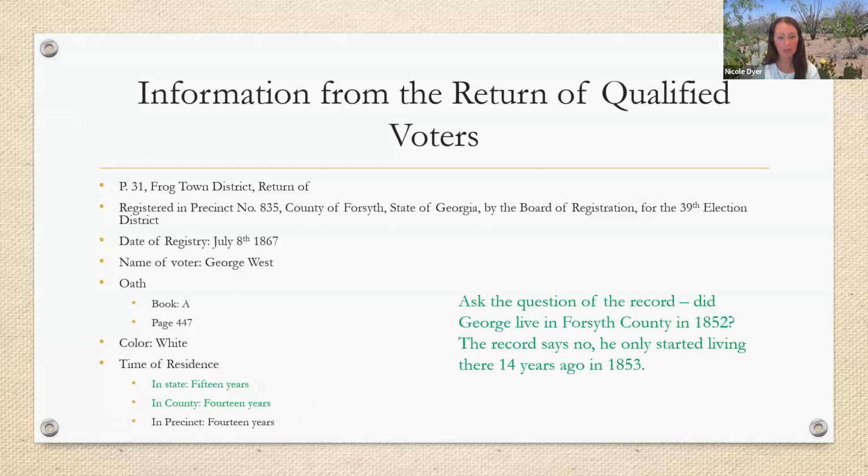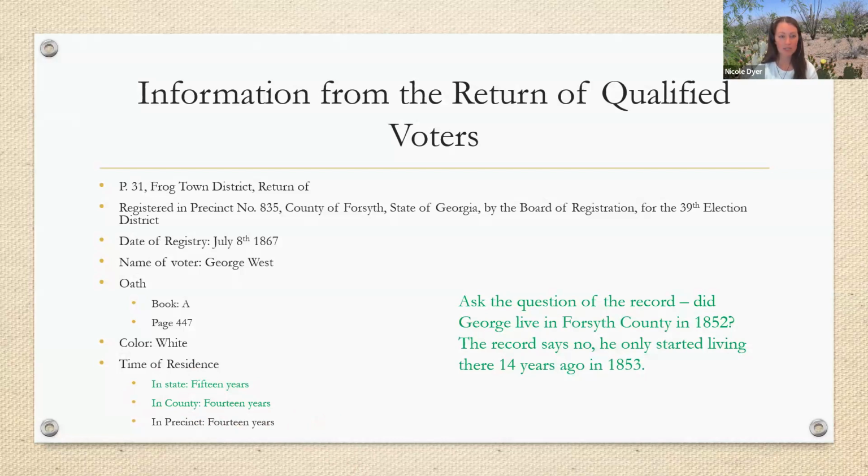So we have to ask the question of the record. Did George live in Forsyth County in 1852? The record says no. He only started living there 14 years ago in 1853. So this information explicitly answers our question. It's directly relevant to where he lived in 1852. So I would call this direct evidence.